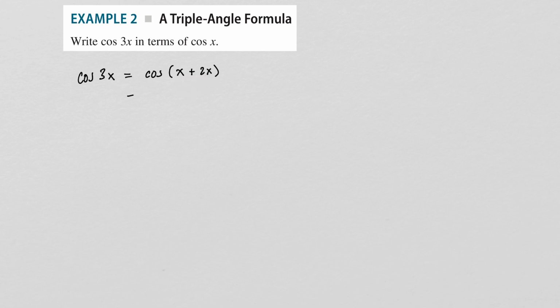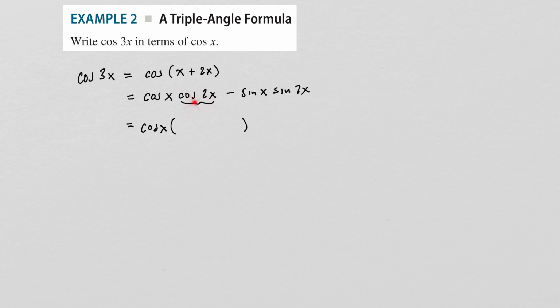From there, we can use the sum formula for cosine, which again, I am not covering here in this video. But the formula is cosine of the first angle times cosine of the second angle minus sine of the first angle times sine of the second angle. Now from here, we're going to rewrite this as cosine of x multiplied by cosine of 2x.